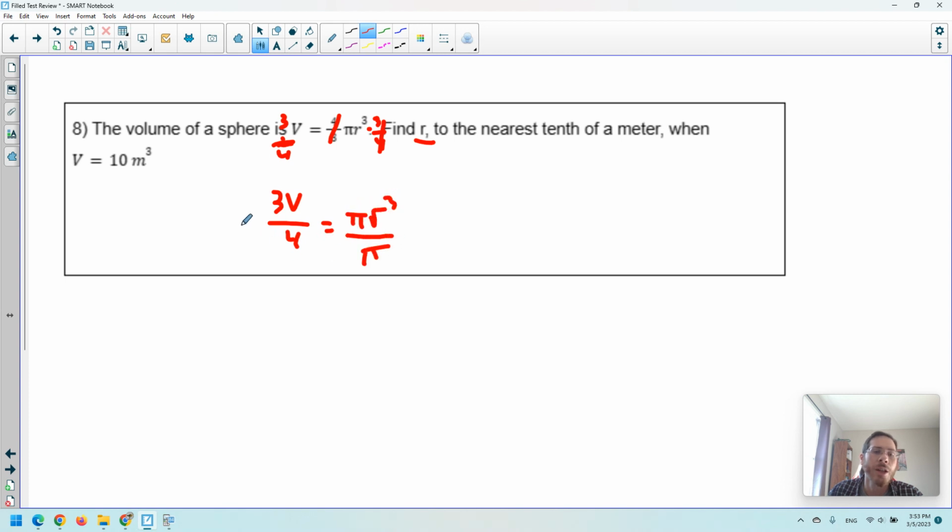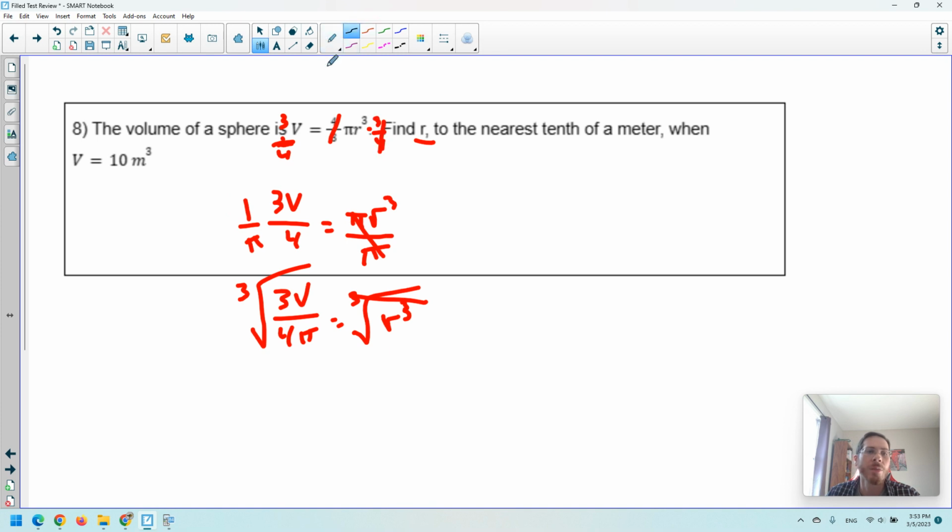I can divide both sides by pi. That's like multiplying by 1 over pi, so the pi's will cancel here. So 3v over 4 pi equals r to the 3rd. To get rid of this 3rd, I need to cube root both sides.